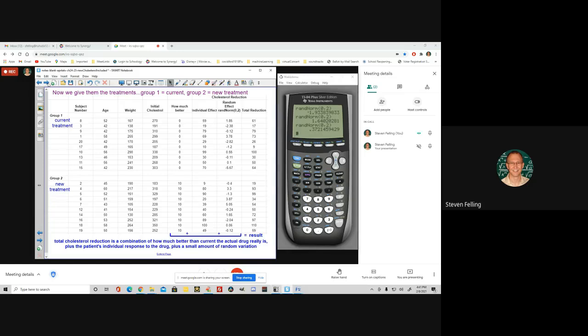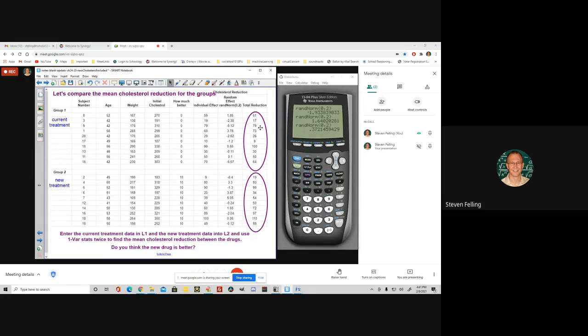All right. So now we can just look at these numbers, right? And this is where you come in. You can grab your calculator here. And we just want to find the average amount of reduction for the patients who took the current drug and compare that to the average amount of reduction for the patients that took the new drug. So what I'll ask you to do is to put all these numbers in your calculator in list 1 and these numbers in list 2, and then use one variable stats twice to find the mean cholesterol. Just decide for yourself, do you think the new drug's better? And I'll do that over here too, so you can see the steps, but try to do it on your own.